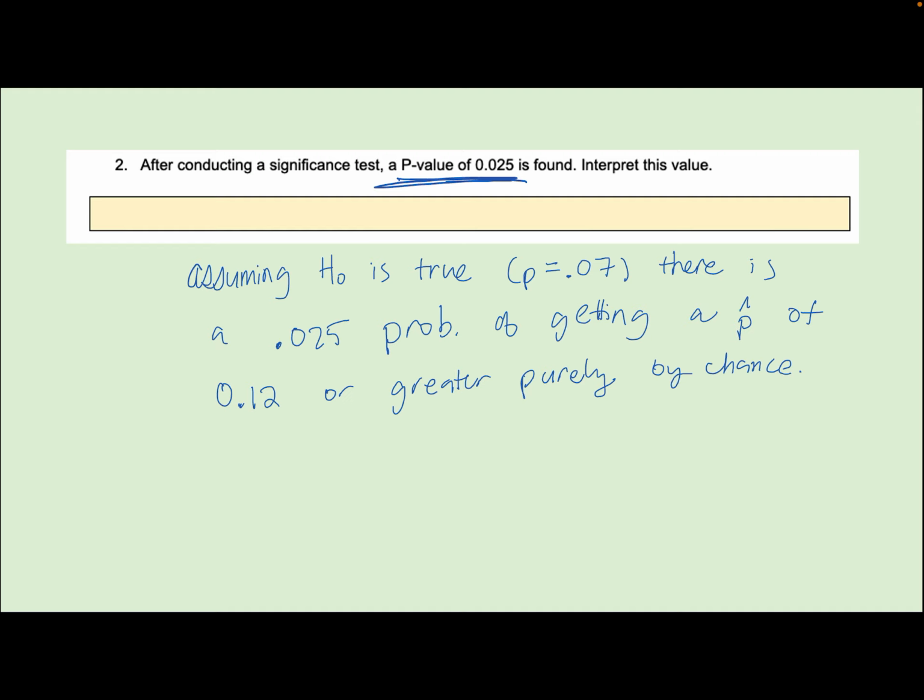Okay, the next part is asking us if we should reject our null hypothesis or fail to reject. And because our p-value, 0.025, is so small, it's less than 0.05, we reject the null hypothesis. Michigan should switch to bottled water.